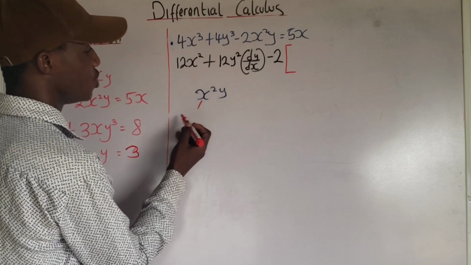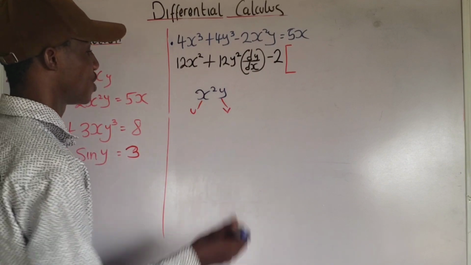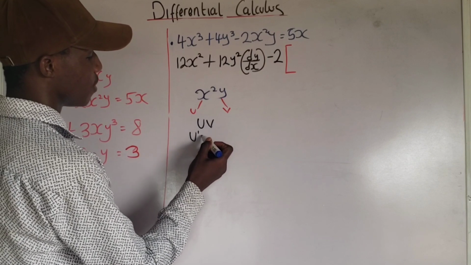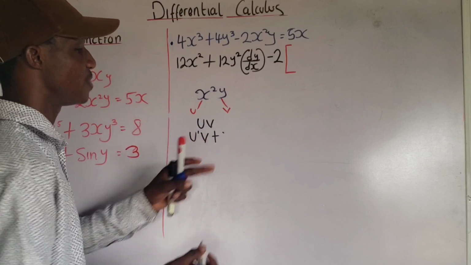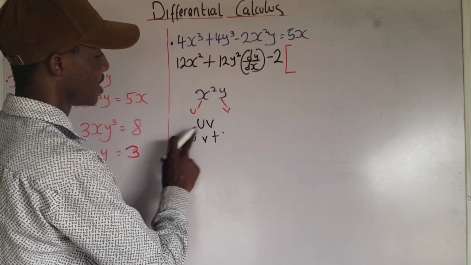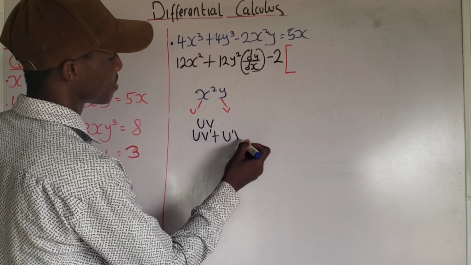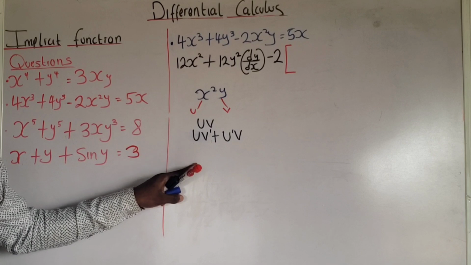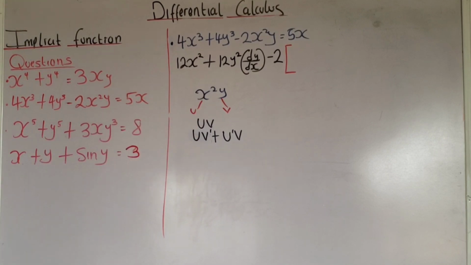If you want to use the product rule, this is u and this is v. According to the product rule, if you have a function uv, the derivative is u multiplied by the derivative of v, plus the derivative of u multiplied by v. You can do it any other way, but I don't want you to get confused. This is the formula you're going to use to differentiate x²y. Okay, now let us proceed.